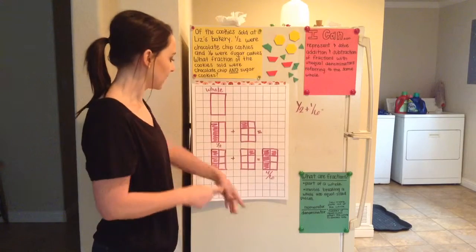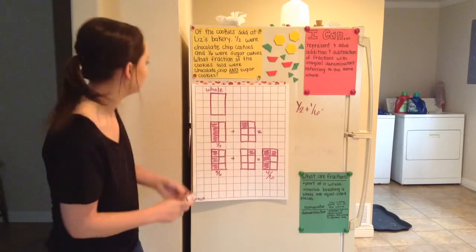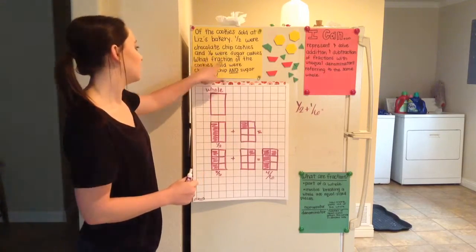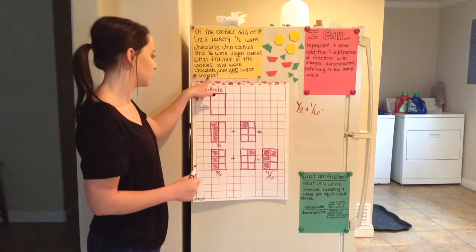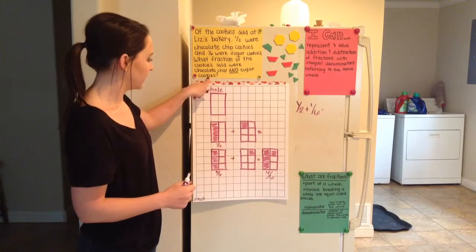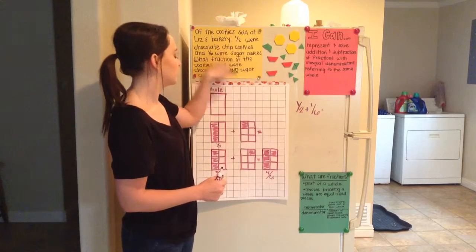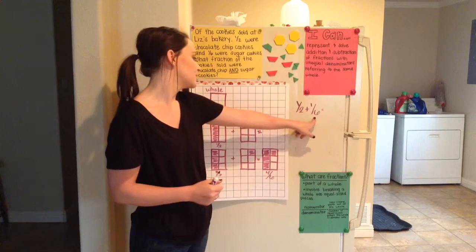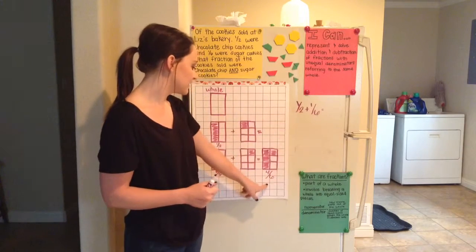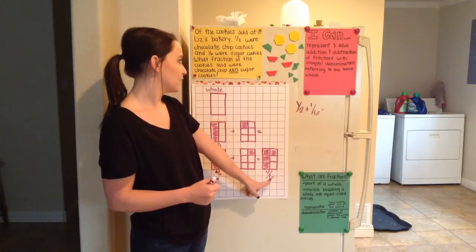So let's bring that back up to our question and fill it in here. What fraction of the cookies sold were chocolate chip and sugar cookies? We now know that half of the chocolate chip cookies plus 1/6 of the sugar cookies will give us 4/6 of the total cookies sold.